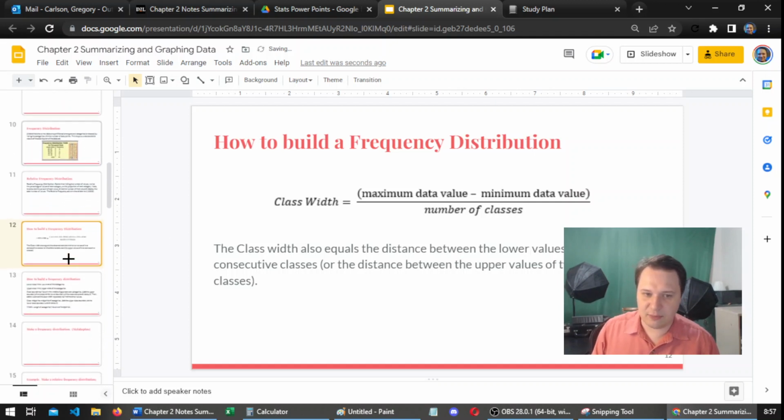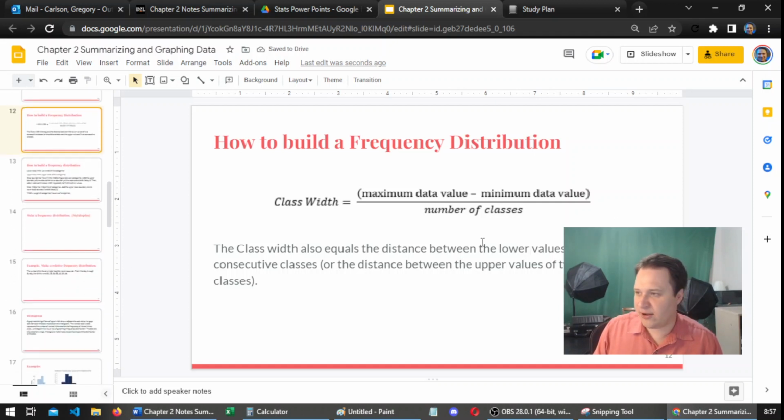So let's talk about how to build a frequency table as we move right ahead. First, you need to figure out the class width. And so you just need to figure out how many rows you want to have in your table. That's the number of classes. You take the maximum data value minus the minimum data value, and then you divide by the number of classes.